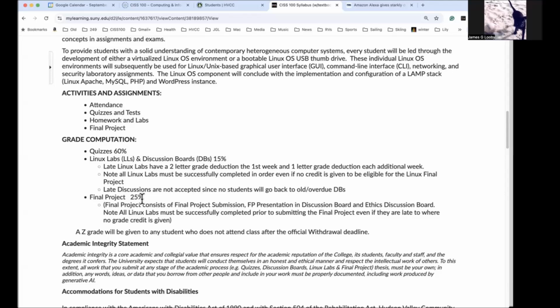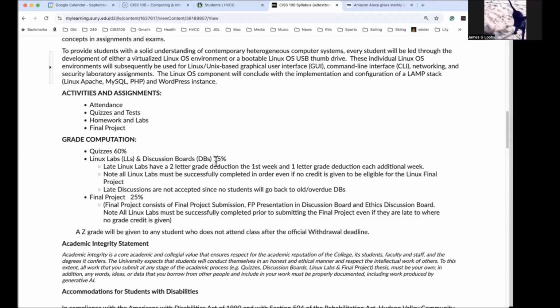The final project has three parts: the final project submission, a final project discussion board, and then an ethics discussion board. Again, the final project does require that all Linux labs be in and accepted. If you comply with the discussion board requirements for the final project and ethics, I essentially guarantee you full credit on this. Most students actually have 25 out of 25 points, sometimes 24 out of 25, as long as they comply with the discussion board requirements.